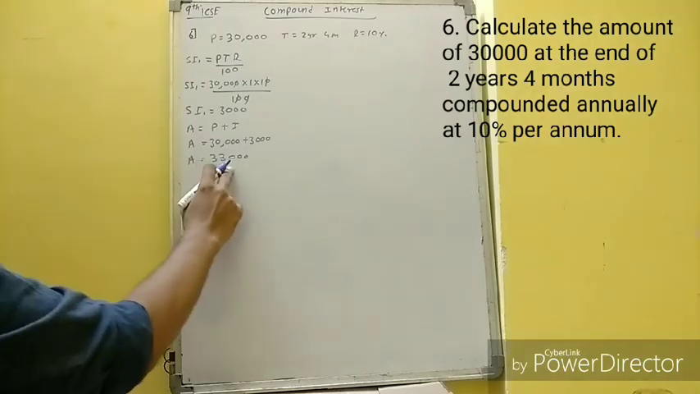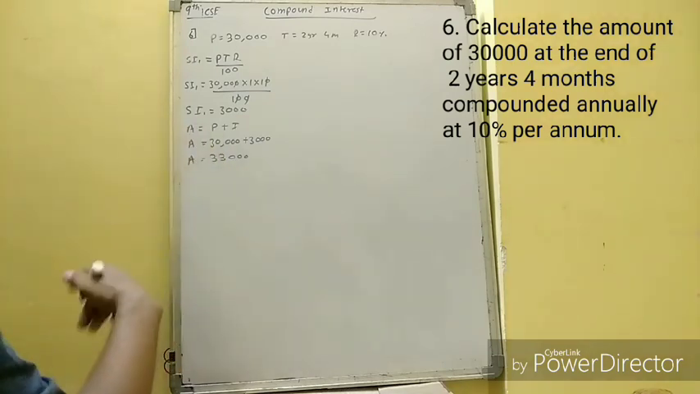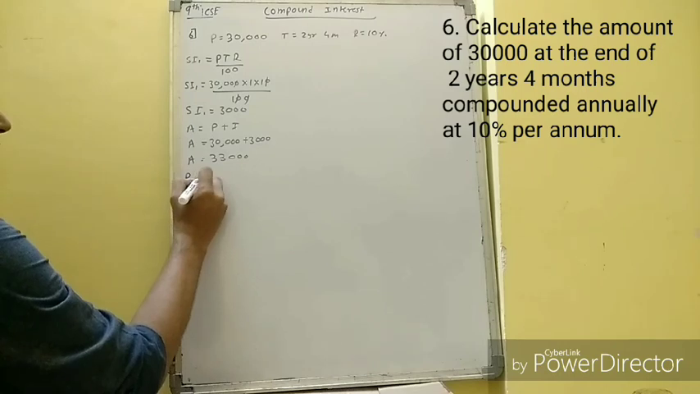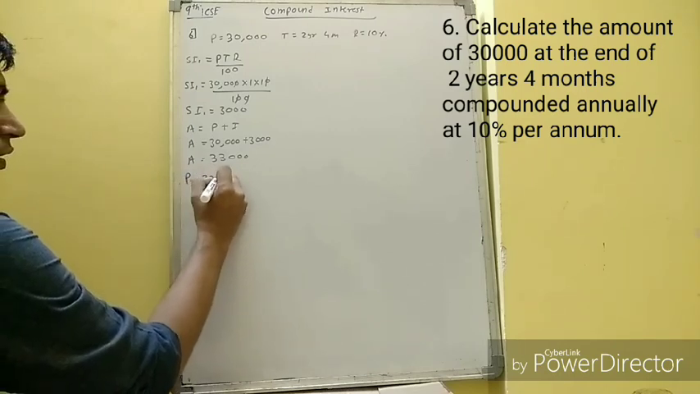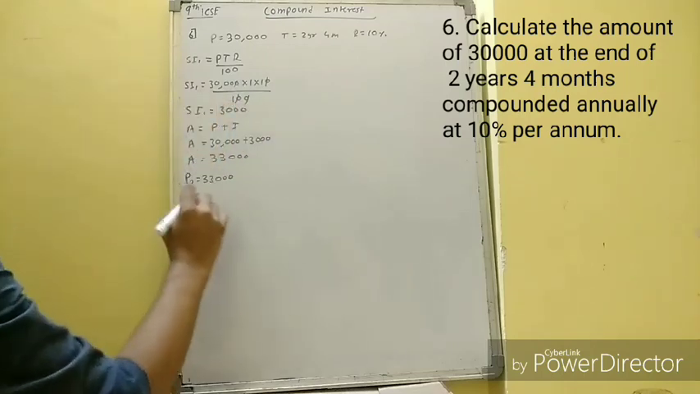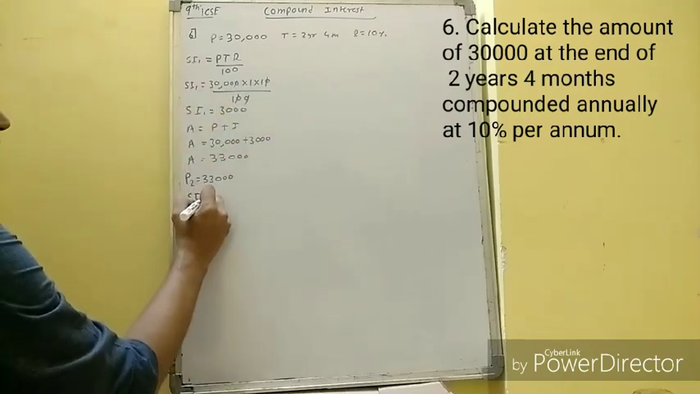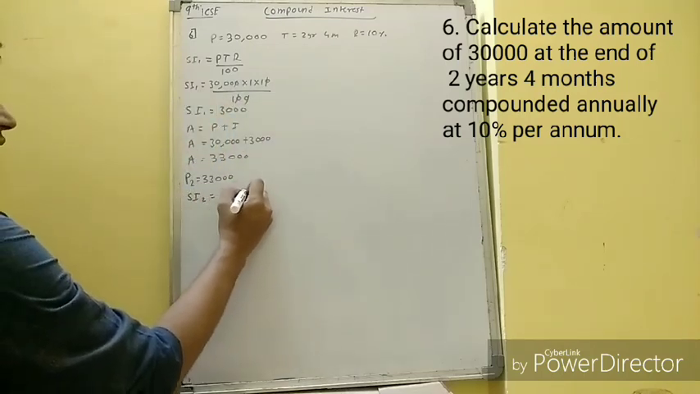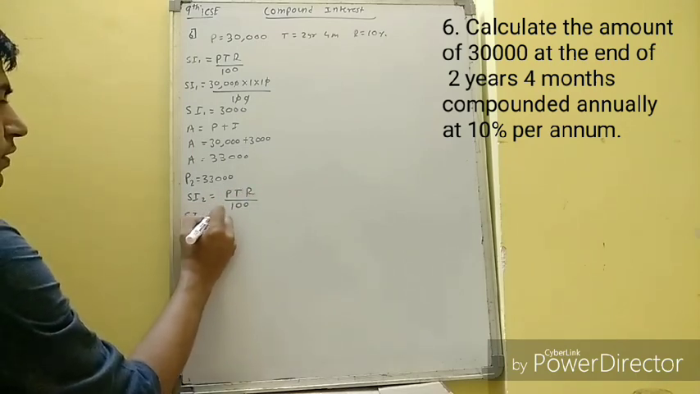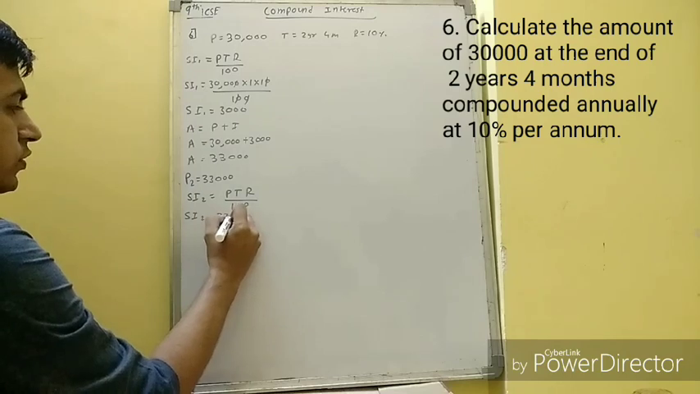Now this is the amount at the end of first year. So this will be the principal for the second year. Therefore principal for the second year will be 33,000. Time is 1 year and rate is also same. So the simple interest for the second year is equal to PTR upon 100. Principal is 33,000.